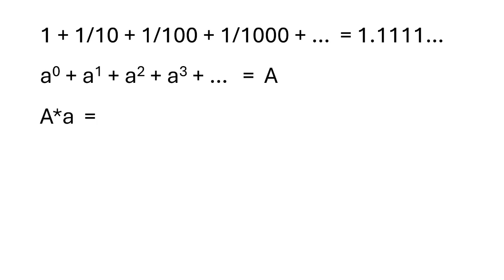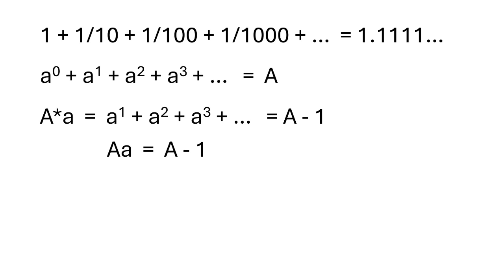So now we're going to take capital A and multiply it by little a. Of course, that just means we're distributing little a to each one of the terms in the series. So a to the 0 becomes a to the 1, a to the 1 becomes a to the 2, and so on. So what do we have there? Well, that's almost the same thing as we started with, right? Except a to the 1 has disappeared. And a to the 0 has disappeared. And a to the 0 is equal to 1. So that's capital A minus 1.